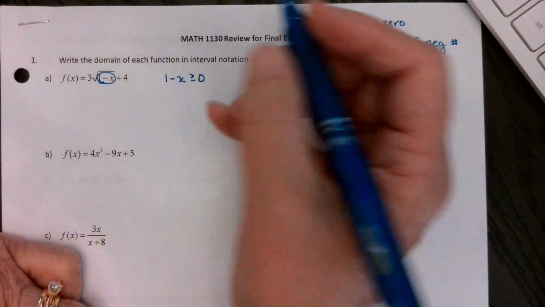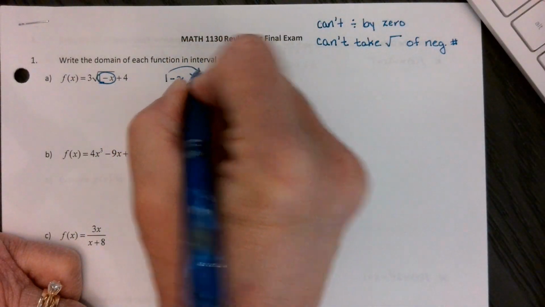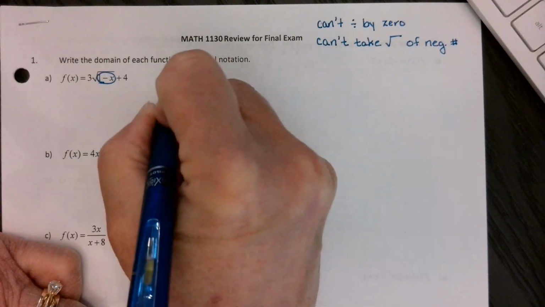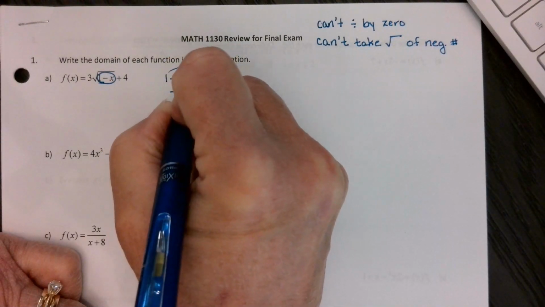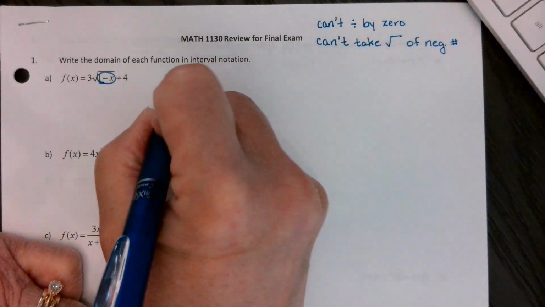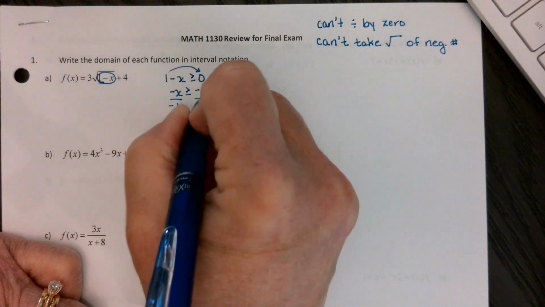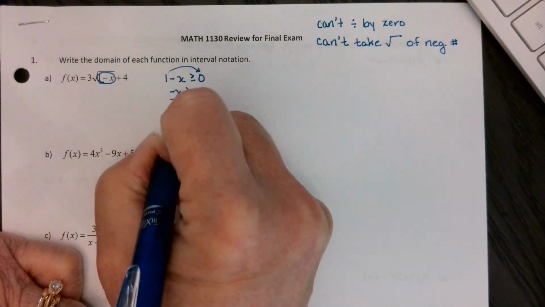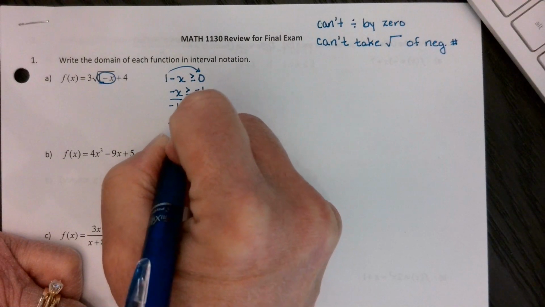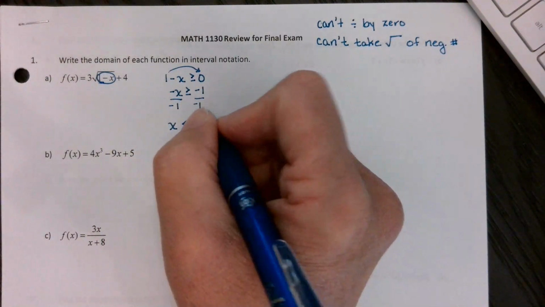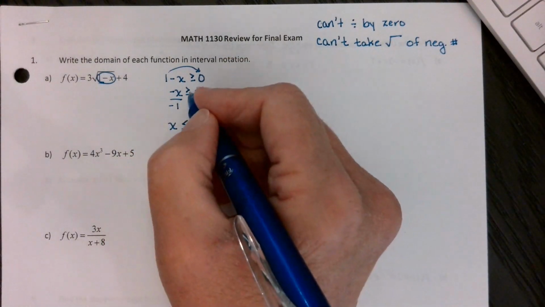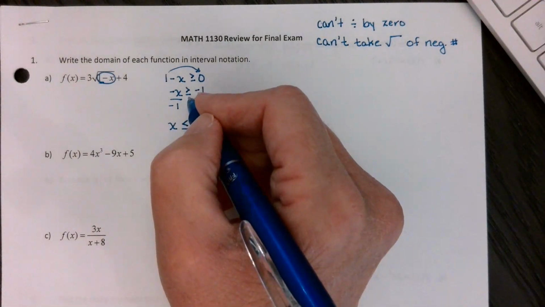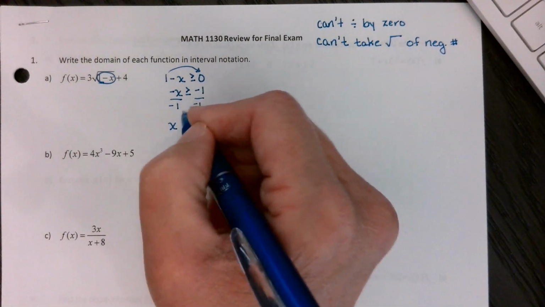So now it doesn't matter how you do this. I'm just going to work it taking the 1 to the other side. It becomes negative. So I have negative x is greater than or equal to negative 1. Divide by negative 1, and I get x is less than or equal to 1. This has to change directions because we're dividing by a negative.